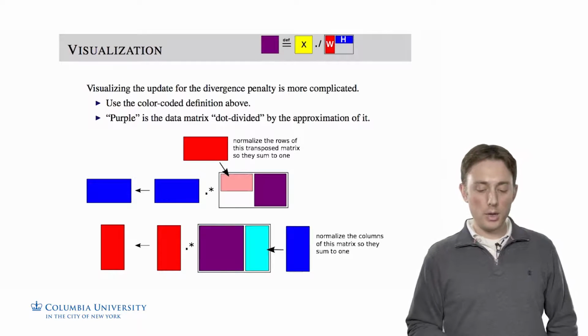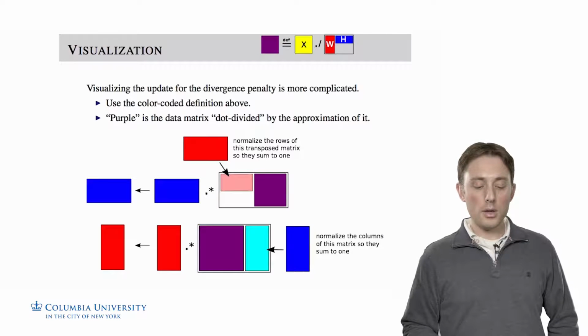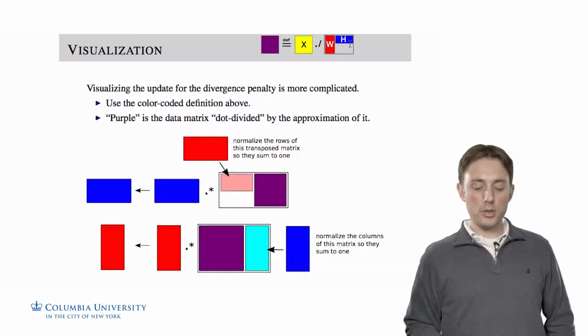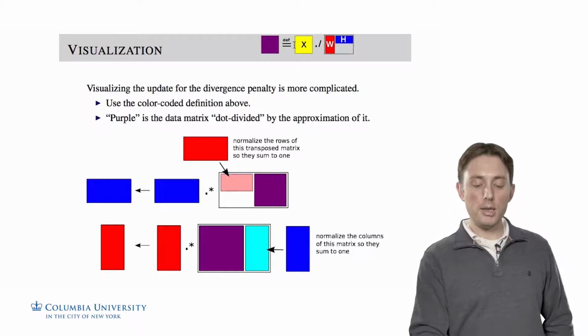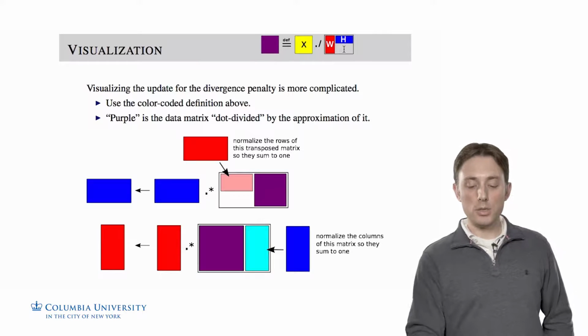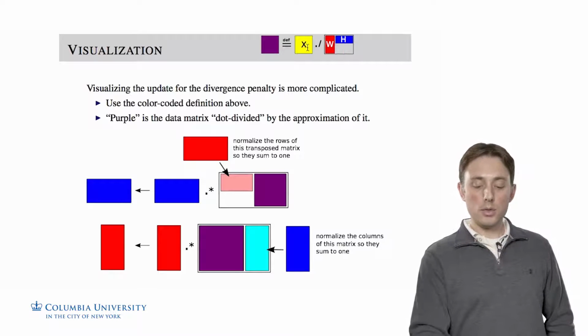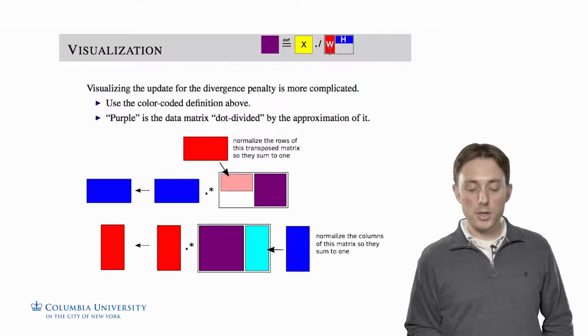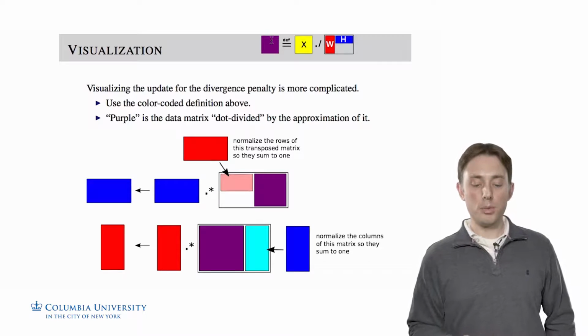So it helps to visualize this one perhaps even more. So let's visualize it in this way. We'll call the purple matrix by definition the data matrix X, element-wise divided by its approximation. So WH, remember, is the approximation of X. And so we take the data matrix X and do element-wise division with its approximation. We'll call that matrix purple.